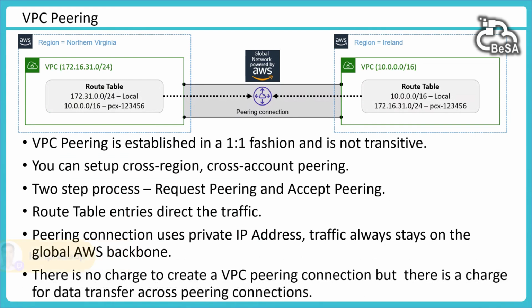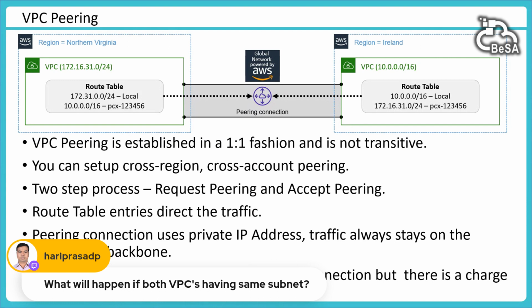What will happen if both VPCs are sharing the same subnet? Good question. We won't be able to communicate across them. So one requirement for a VPC peer is to not have overlapping IP addresses. Overlapping IP addresses will not work. They should not have overlapping IP addresses, because if you are using the same IP address, and this one is using the same IP address, how will the route table differentiate which traffic to send to whom?